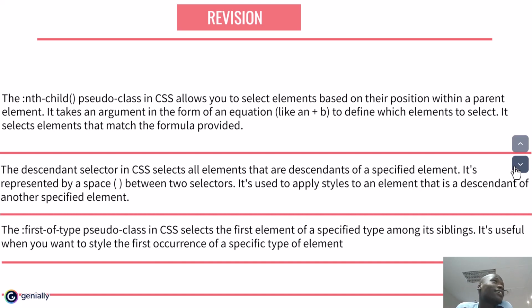The nth-child pseudo-class in CSS allows you to select elements based on their position within a parent element. It takes an argument in the form of an equation like an plus b to define which elements to select. It selects elements that match the formula provided.